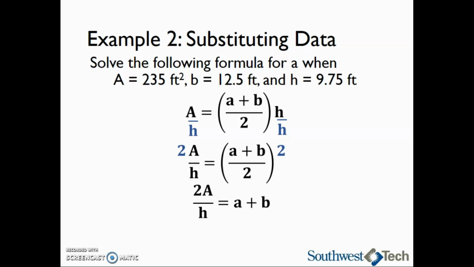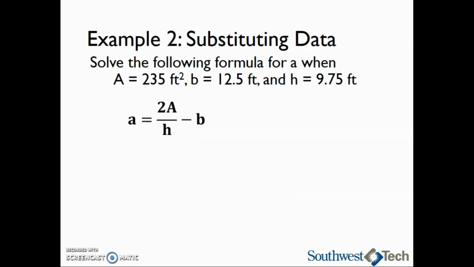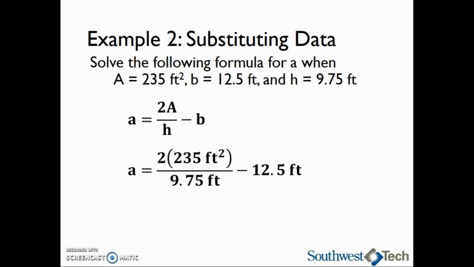Last, we can subtract b from both sides, and we see that 2 times capital A divided by h minus b equals lowercase a. Now that we have the equation, we can substitute in the data we were given. Lowercase a equals 2 times 235 square feet divided by 9.75 feet minus 12.5 feet. Multiplying and dividing, rounding to 3 significant digits, gives us 48.2 feet minus 12.5 feet. Subtracting, we see that lowercase a equals 35.7 feet.